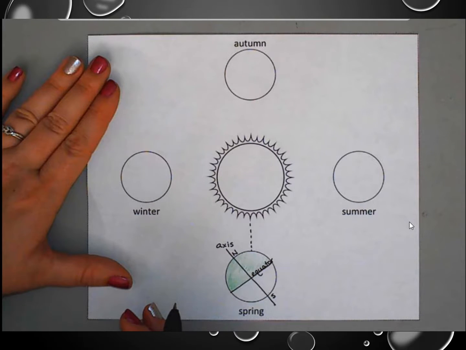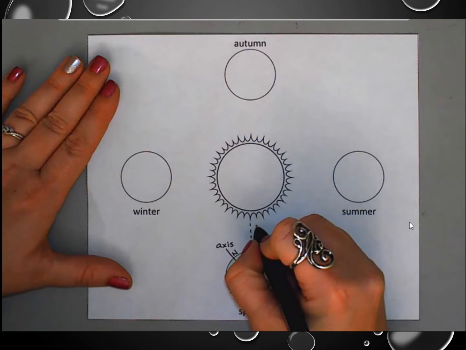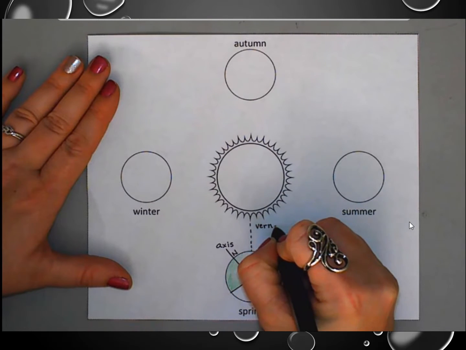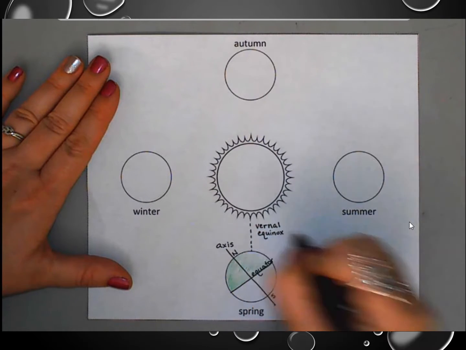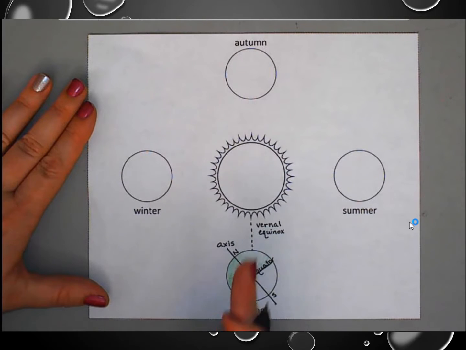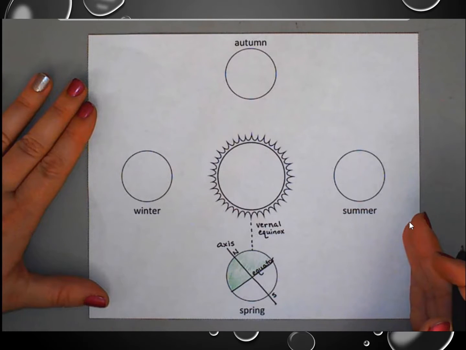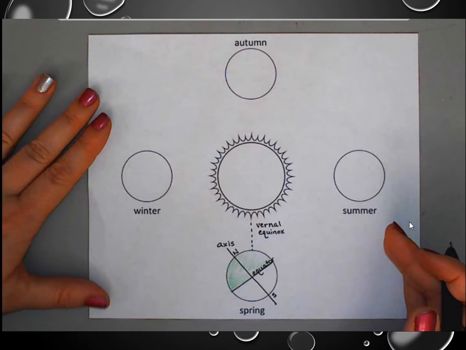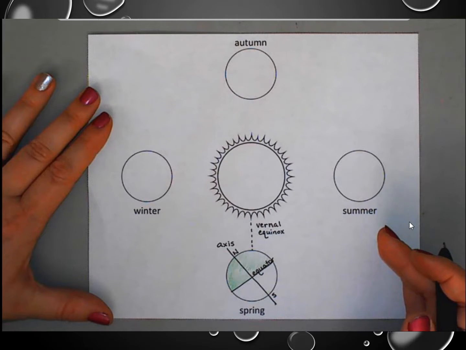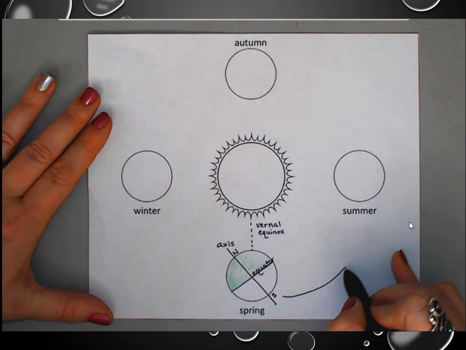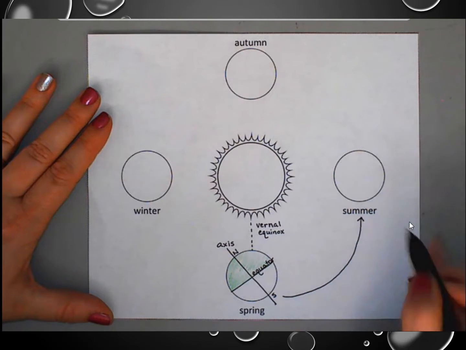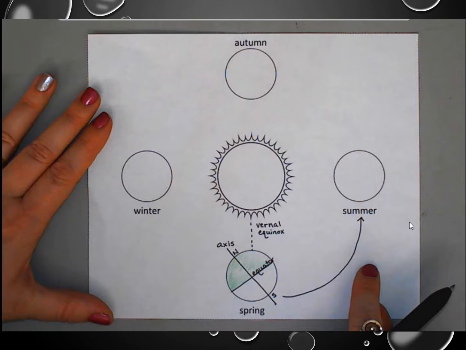When it lines up right where we have it, whenever you look on the calendar, you see the first day of spring is what they'll label it sometimes. Or sometimes they will call it the vernal equinox. And that's when we line up perfectly right here at this part to start spring. So all along here, we're cycling around, and the next season that we'll get to is summer.